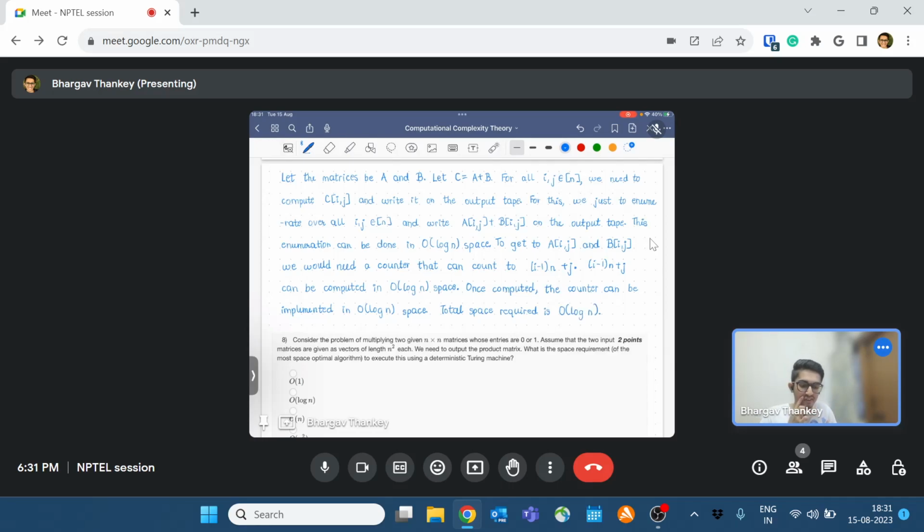So we need three things. One, we need to maintain i and j. Then from these i and j, we need to compute this number. And once we have this number, we need to use this number as a counter. All three of these require order log n space, and the combined space is order log n.